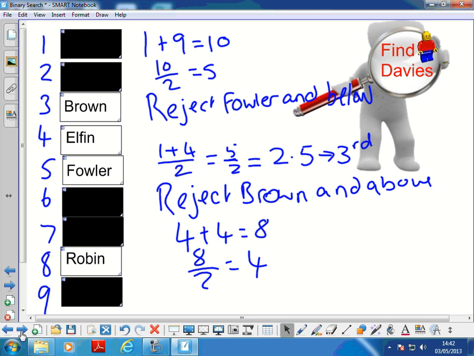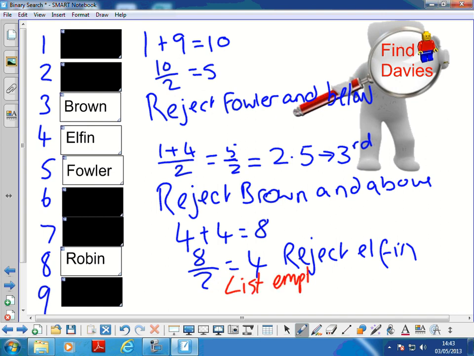Person 4 is Elfin. So we write down Elfin and we reject Elfin. So it's following exactly the same steps. Now we're in this position where there isn't anything left in the list. So we can conclude that Davies isn't in the list because we've emptied the list. So what we do here is we would write list empty. So Davies not in list, because Davies definitely isn't in the list.